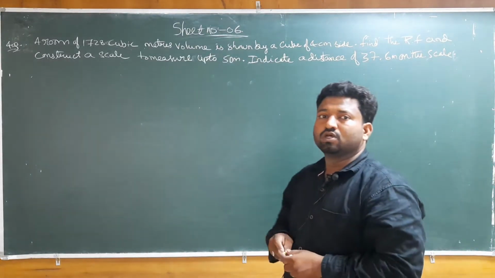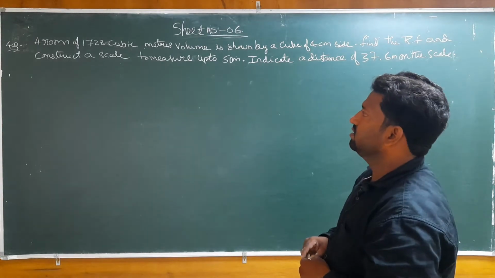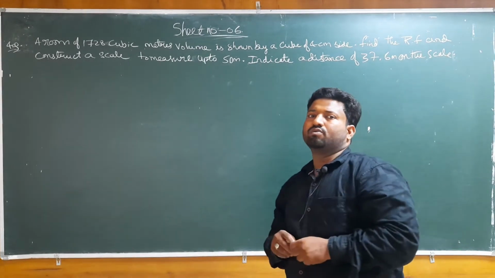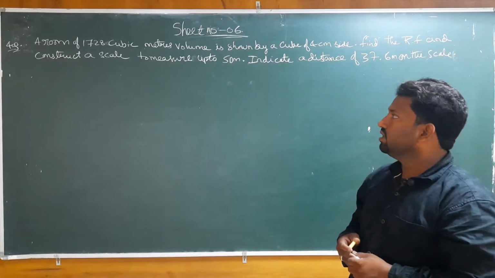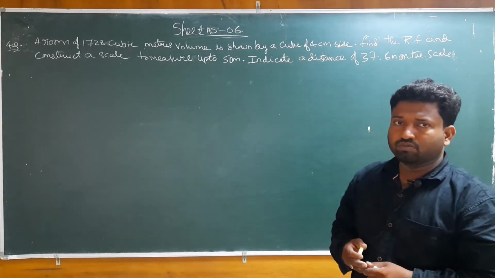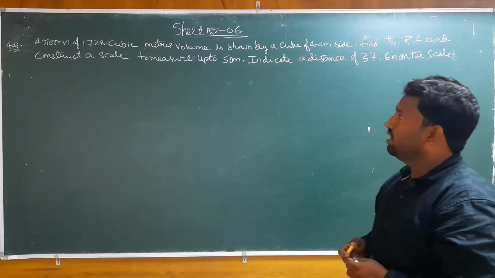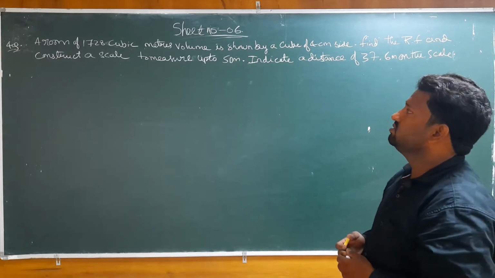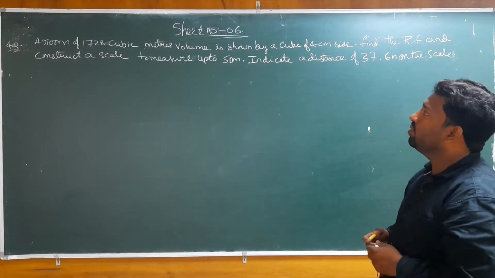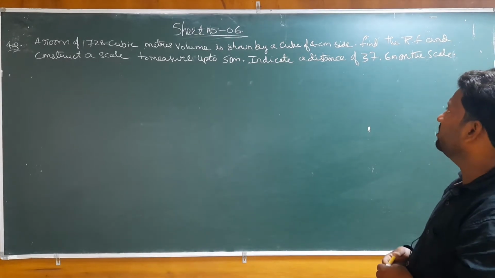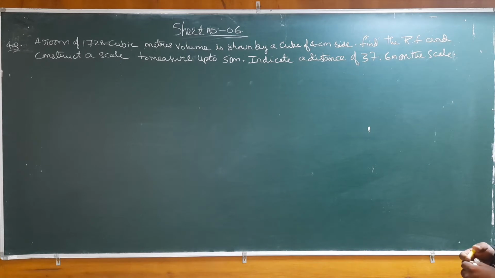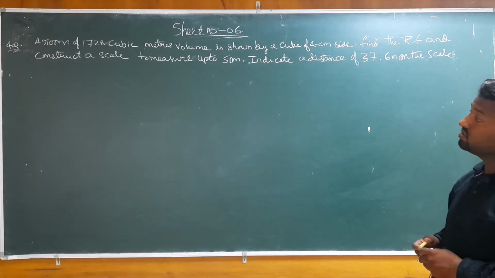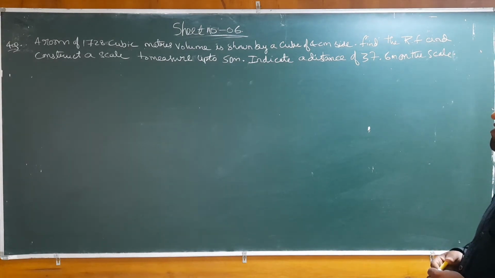Hello students. So this is the last problem from the topic scales, sheet number 6. The question is like this: a room of 1728 cubic meter volume is shown by a cube of 4 centimeter side. Find the representative fraction, that is nothing but RF, and construct a scale to measure up to 50 meters.